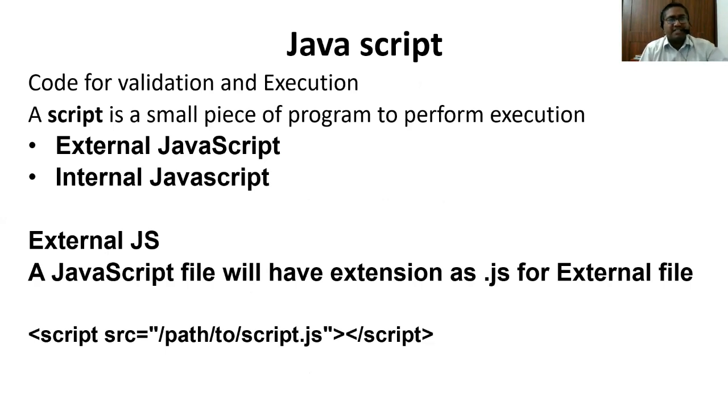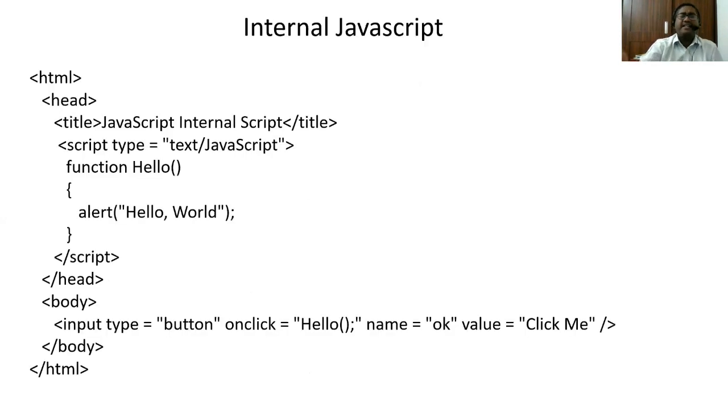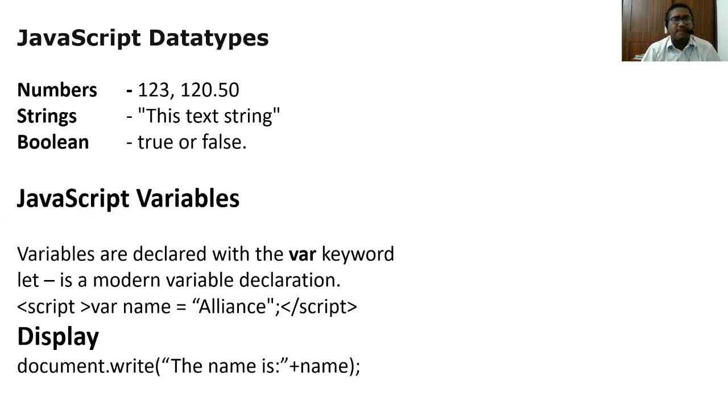Next concept is JavaScript. What is JavaScript? Two types of JavaScript we'll use: external JavaScript and internal. External JavaScript in the sense, we will write the JavaScript code separately in a .js file. And internal in the sense, everything we will write within the HTML program itself. This is an example for internal JavaScript. I wrote a function with alert, and created a button. If you click, automatically that hello will be called and displayed on the screen as an alert. That is, the message box will be displayed.